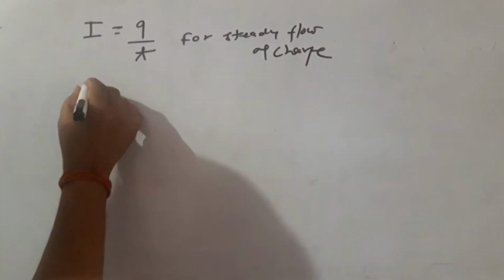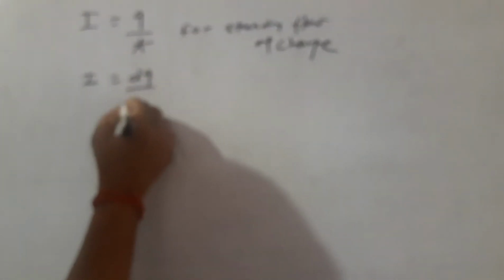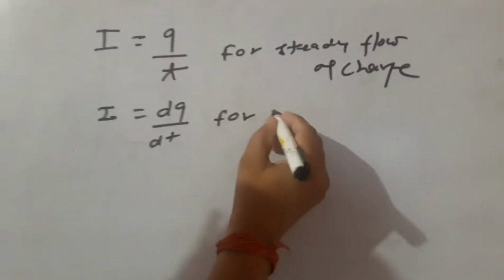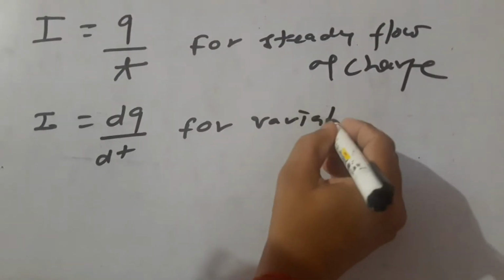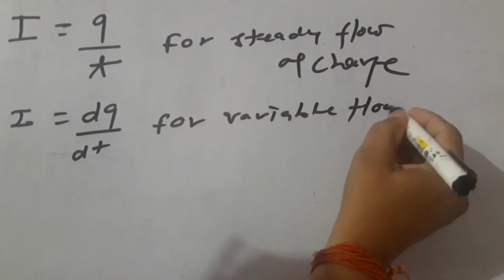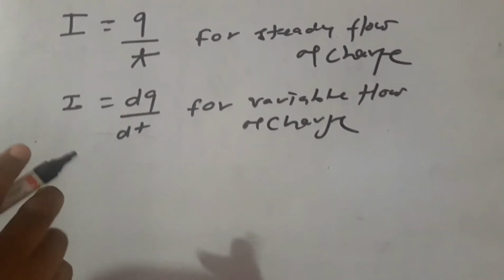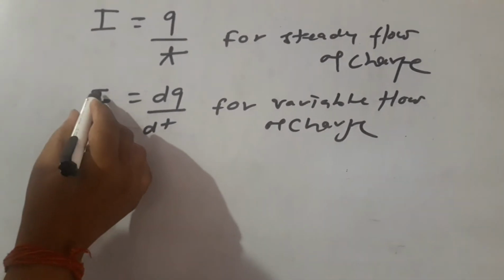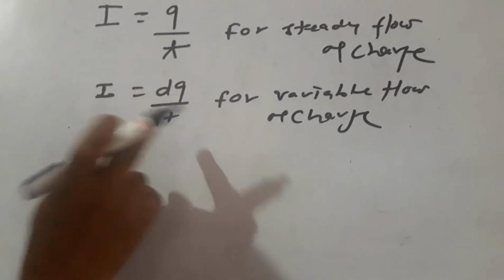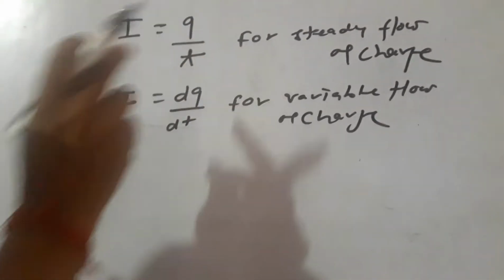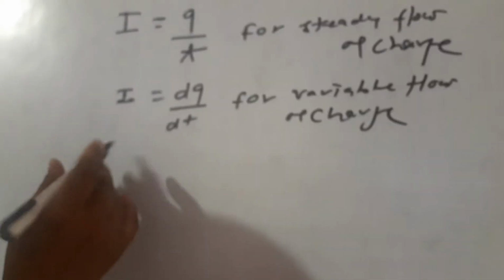And I equal to dq upon dt for variable flow of charge. Means current at any instant I equal to dq upon dt, and average current I equal to q upon t.